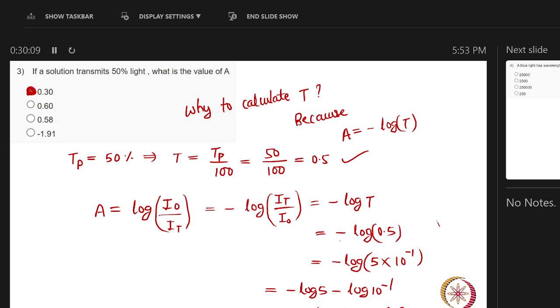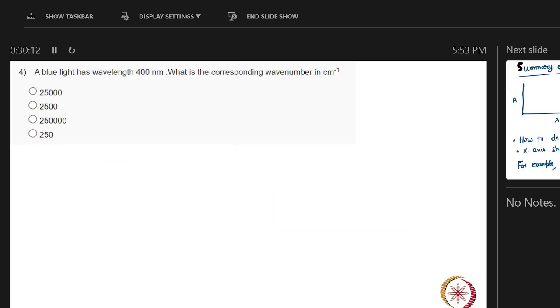Now I'll go to the next question. There we saw some interconversion. In the incoming slide we can plot the absorption spectrum against wavelength, frequency, or wave number. But before plotting that, you should know how to convert wavelength to wave number, or wavelength to frequency. So this question is about conversion.